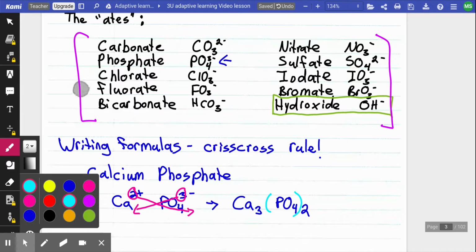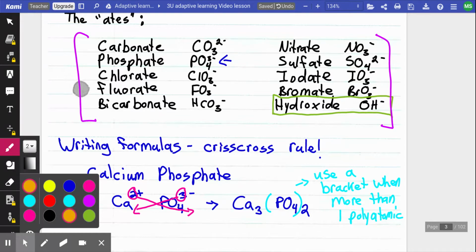So what we do is we're going to use a bracket when there is more than one polyatomic. So if you have more than one of these polyatomics, you have to put a bracket in because now this 2, because it's outside of the bracket, is telling us that we have 2 PO4s. Without the bracket, it looks like you have one phosphorus and 42 oxygens.